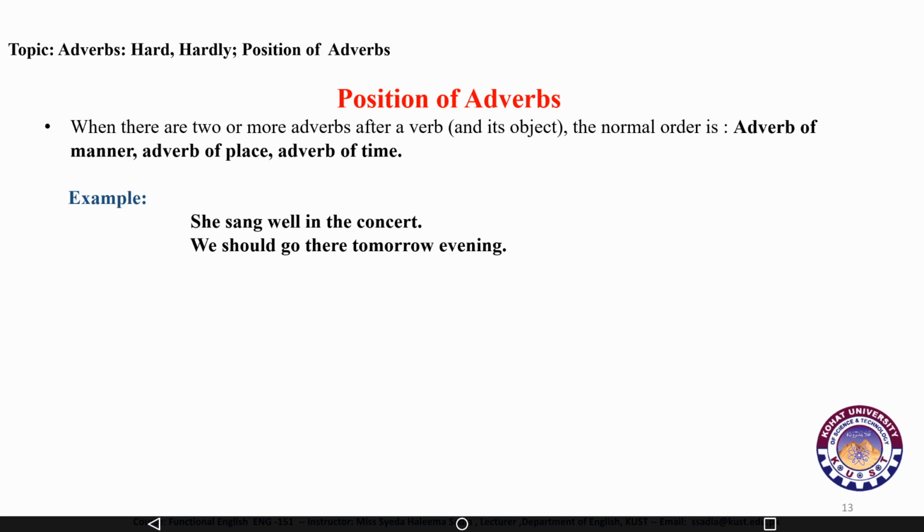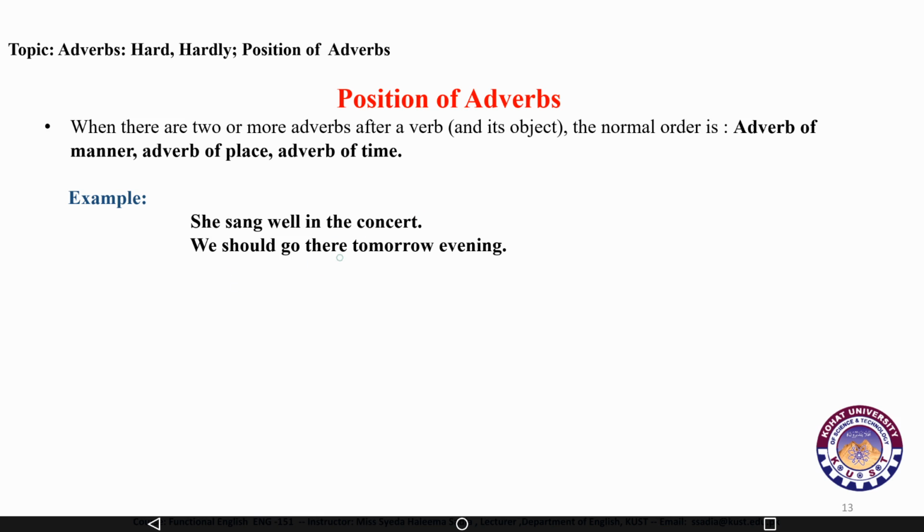Okay, so when there are two or more adverbs after the verb and its object, the normal order is adverb of manner, adverb of place, and adverb of time. So they are talking about when there are two or more adverbs after the verb. The normal order is first adverb of manner, then adverb of place, then adverb of time. She sang well in the concert.